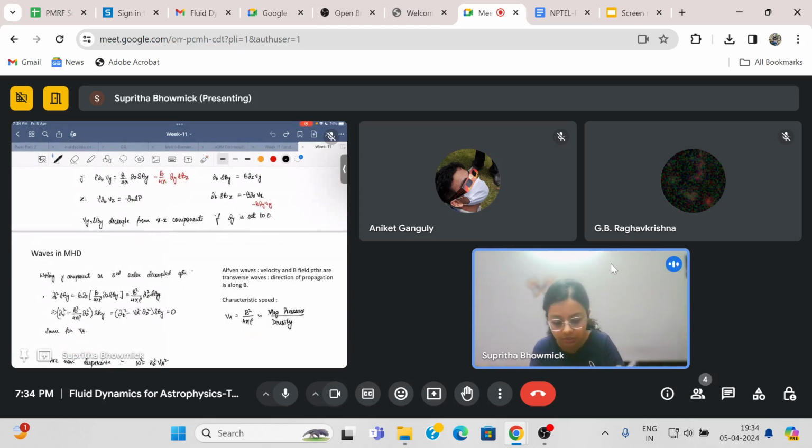The Alfven velocity, this should be Va squared, the Alfven velocity squared being B squared by 4 pi rho, which is very analogous to the speed of sound, where the speed of sound, if you remember, was the ratio of the gas pressure to the density. Same thing here, just that you have a magnetic pressure over density. That gives your Alfven velocity.